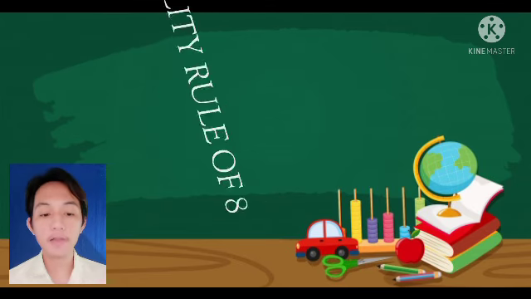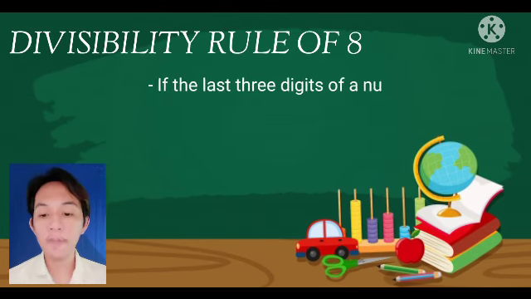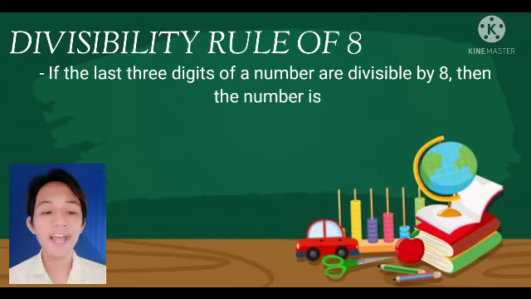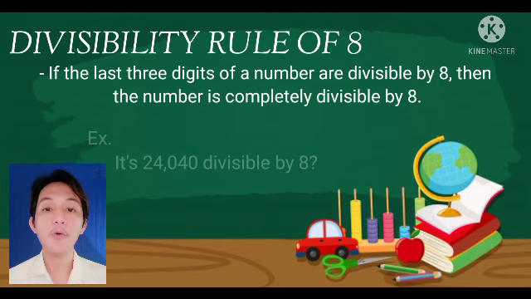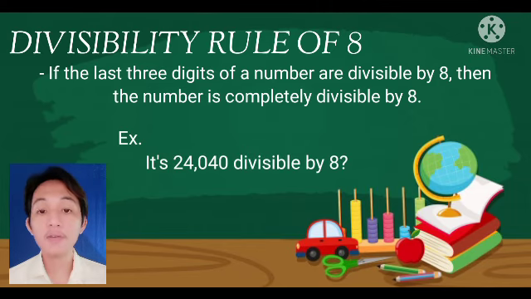Divisibility rule of 8. If the last 3 digits of a number are divisible by 8, then the number is completely divisible by 8. For example, 24,040 is divisible by 8.